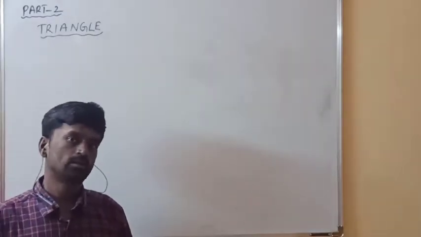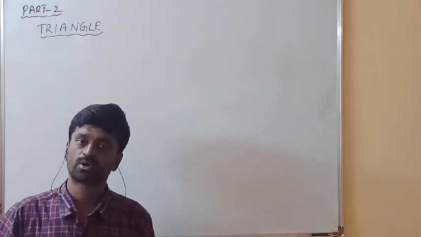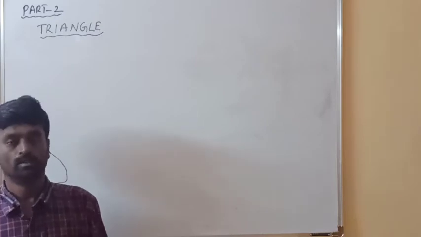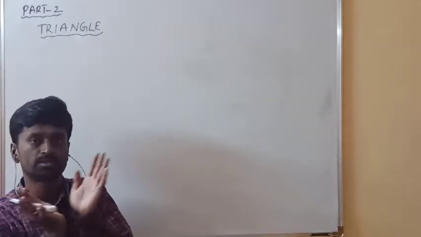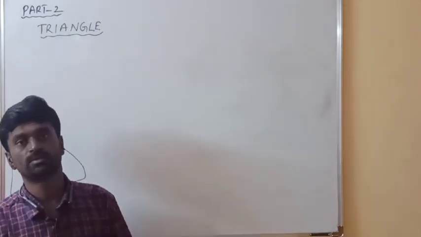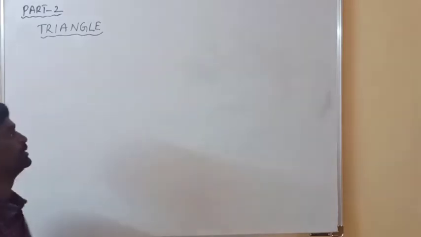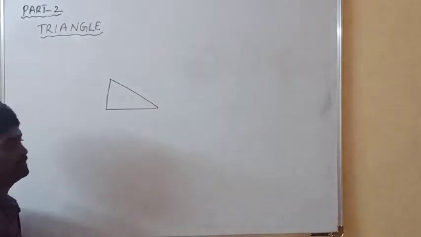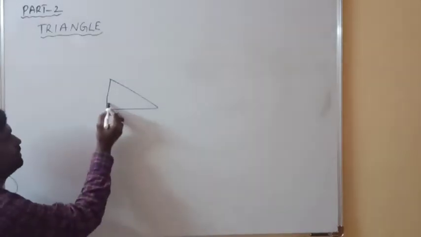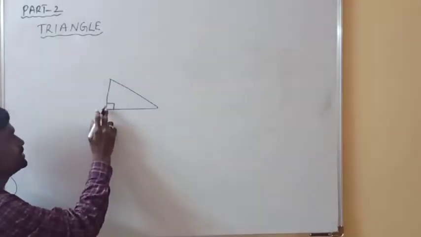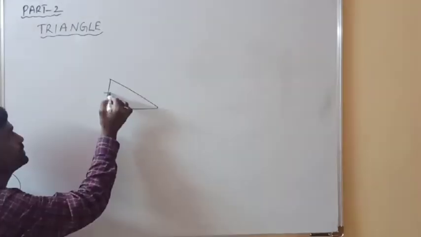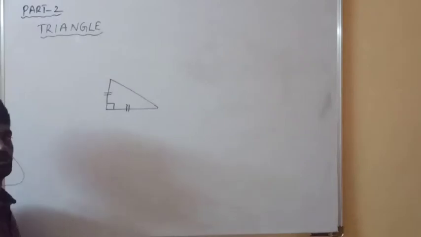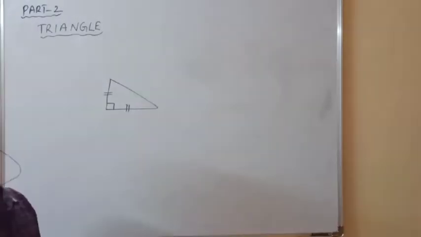Isosceles right angle triangle. What is the definition of an isosceles right angle triangle? One angle is equal to 90 and those adjacent sides must be equal. Okay? So a triangle is said to be a right angled isosceles triangle if the angle between these two sides is 90 and these two sides must be what? Equal. Then it becomes a right angled isosceles triangle.